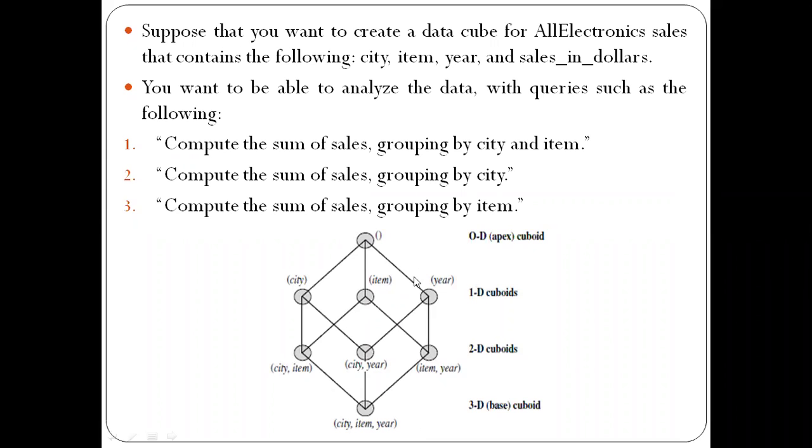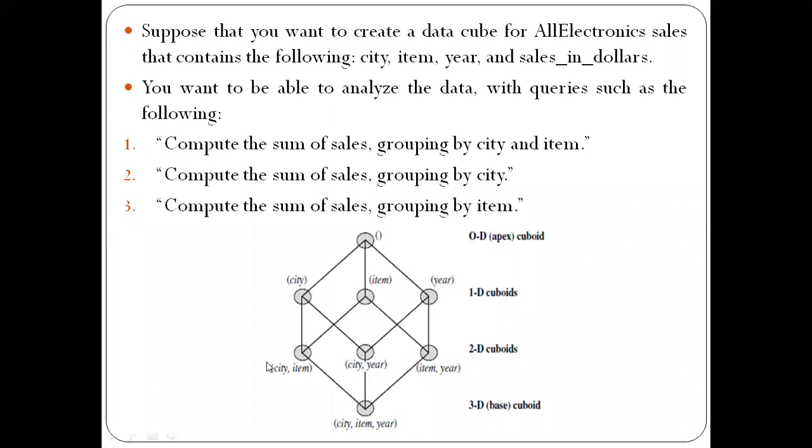Coming to the apex cuboid, the apex cuboid is a 0D cuboid. Actually it is an empty group by operation here, so it is going to contain the sum of all sales, that is the sum of all these cuboids stored here. The base cuboid has three dimensions, and you can perform the compute cube operator over any of the dimensions, like city, item, or year. But the apex cuboid doesn't contain any of the dimensions. It is just a total sum of all sales with respect to all these cuboids.